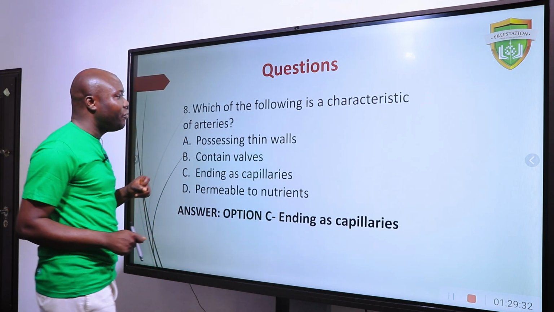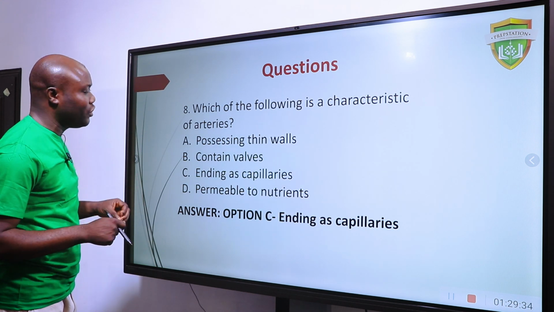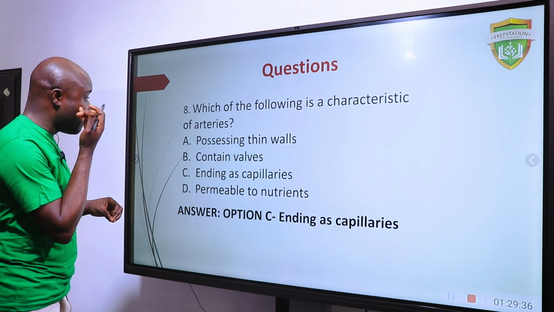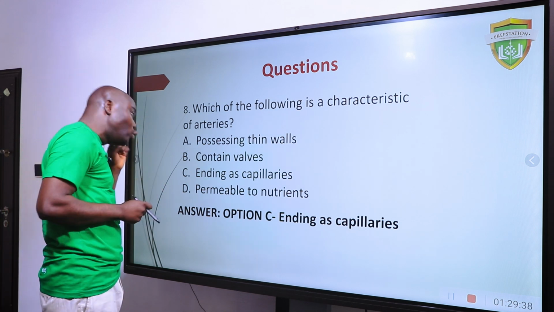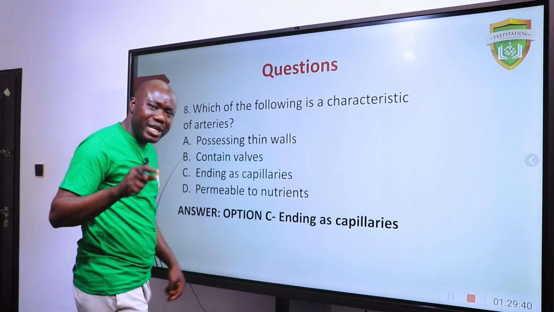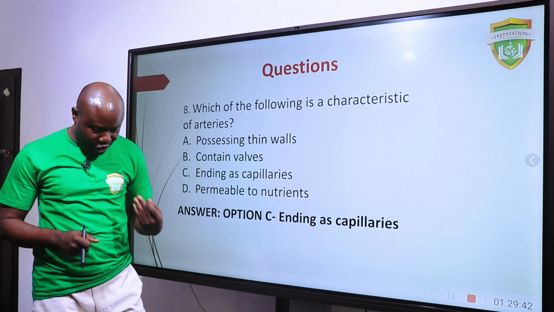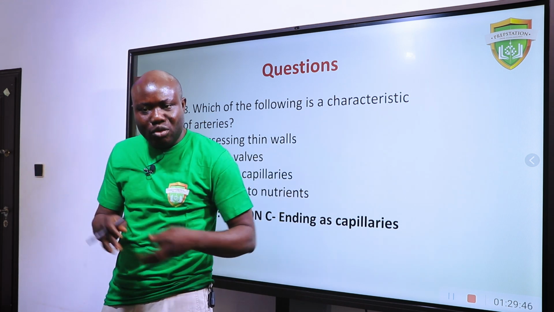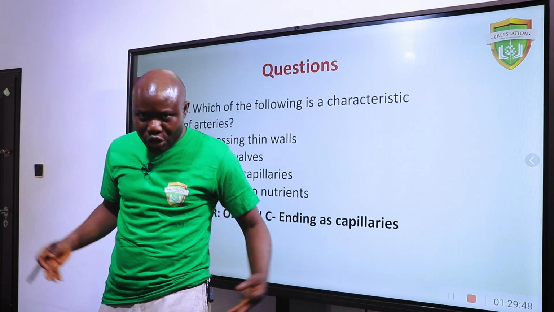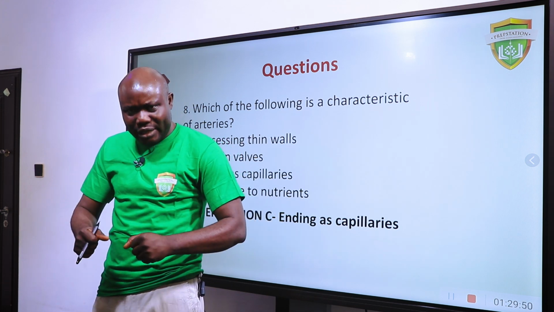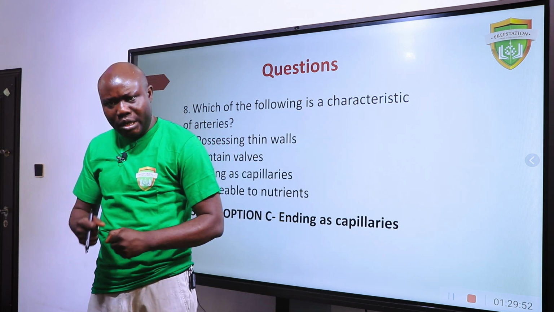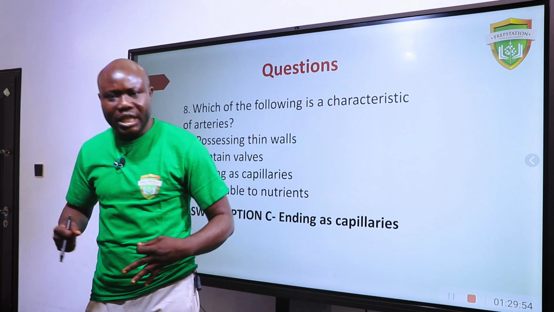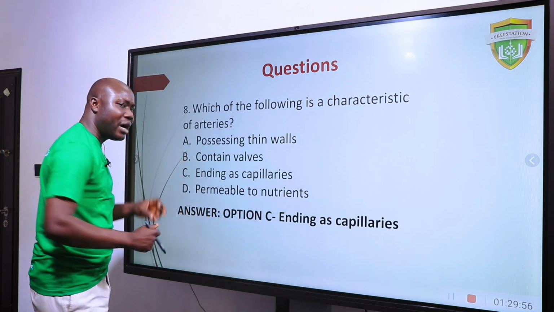Okay, now which of the following is a characteristic of arteries? They possess thin wall. No, arteries do not have thin wall, they have thick wall. Why? Because the blood coming from the heart into the arteries is high pressured blood. If they do not have a thick wall, they can burst. So it needs a thick wall so that it can expand when the pressure is high to accommodate the blood coming. Then, it contains valves.